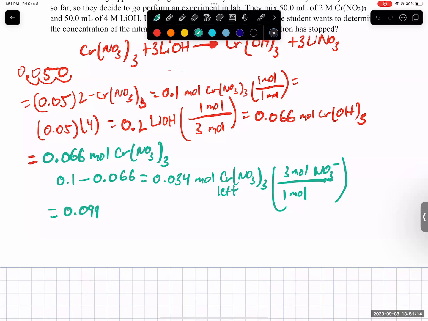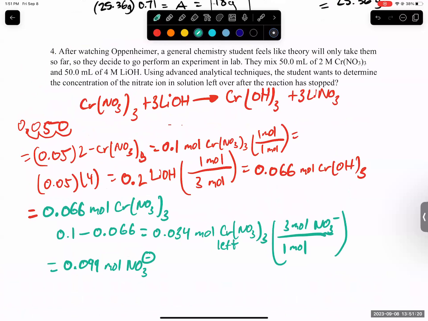0.099 moles of NO3 1 minus. All right. Now we're done, right? That's it. No, we got to find the concentration. If we got to find the concentration, what liter amount do we have to divide by? 5.1.